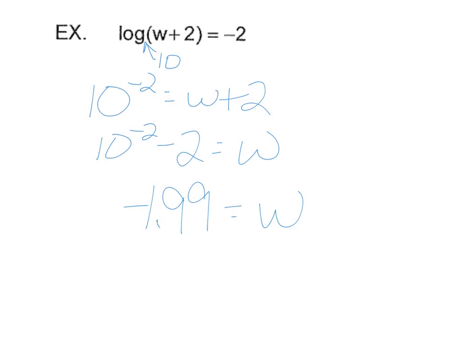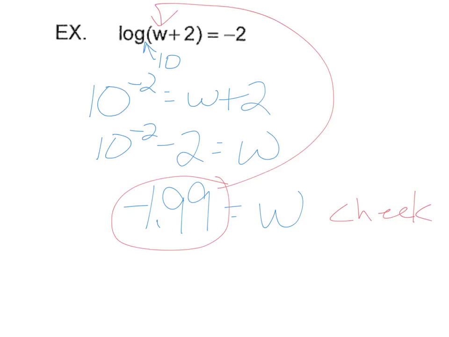Now, when your original equation has log in it, you need to check your answer to make sure that if you plug it back in the original problem, you're not trying to take the log of 0 or a negative number. So you have to check. When I put negative 1.99 back in the original, negative 1.99 plus 2 would come out positive. So we're okay. That solution we can keep.